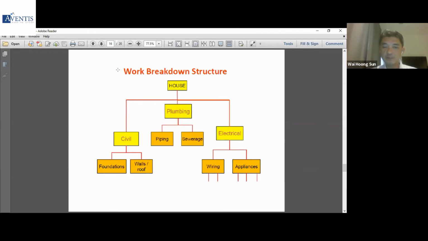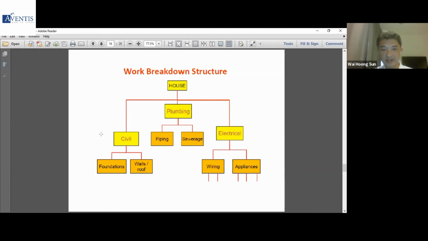Now, just some project management techniques, just to introduce it quickly before we go on to Microsoft Project. One of the techniques for project management is what we call work breakdown structure. So basically breaking down what you need to do, right? Breaking down a big task into smaller tasks. So for example, if the task is to build a house, now that is a very big task. So you need to break it down into several areas, right?